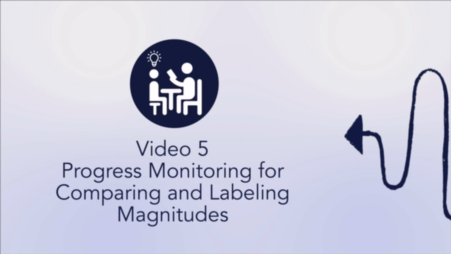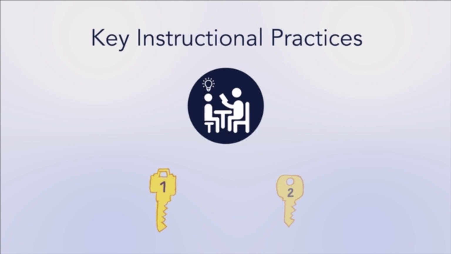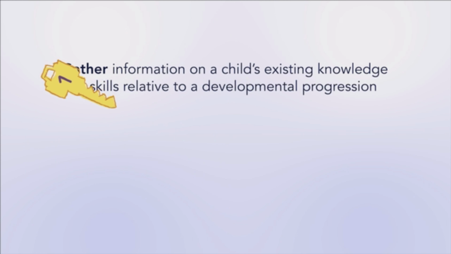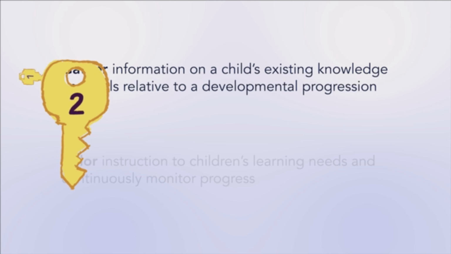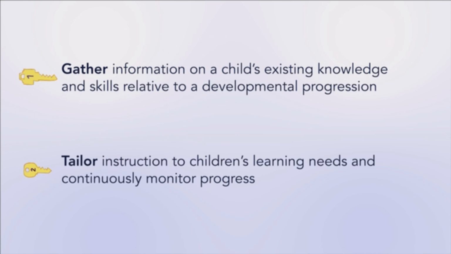Welcome to Video 5, Progress Monitoring for Comparing and Labeling Magnitudes. In this video, we are going to focus on using progress monitoring to ensure that math instruction builds on what each child knows as it relates to comparing and labeling magnitudes. Progress monitoring involves two key instructional practices. Gather information on a child's existing knowledge and skills relative to a developmental progression, and tailor instruction to children's learning needs and continuously monitor progress.